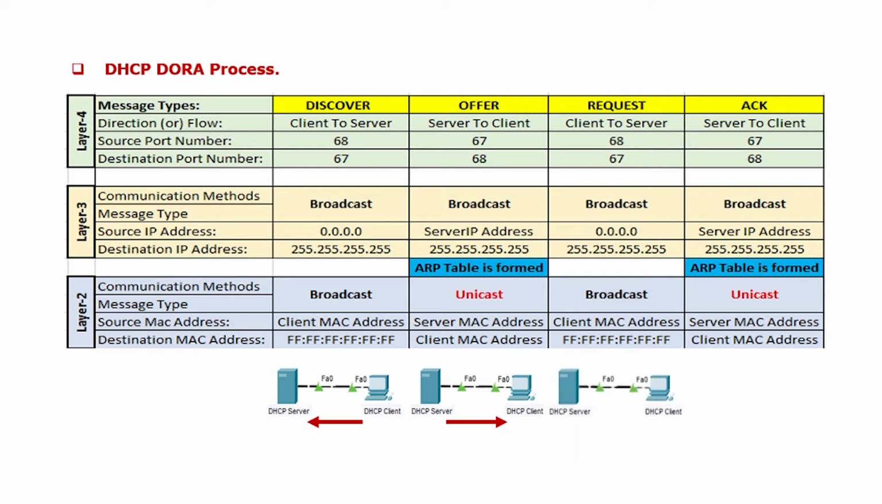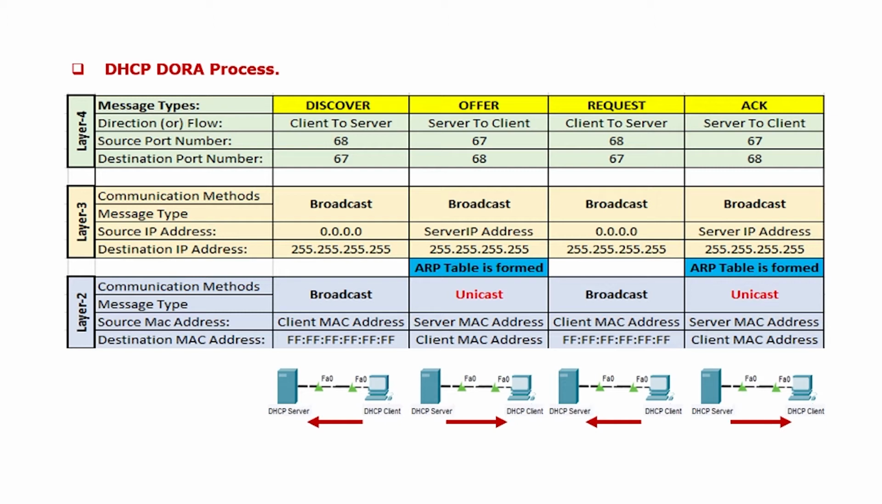Then the request. The request will be sent from the client to the DHCP server. This is the IP address I need. So the client adds its MAC address, and in layer 2 it will be a broadcast. In layer 3, it is also a broadcast, showing 0.0.0.0 and 4 times 255. And in layer 4, the port numbers will be: for the client, it's 68, and for the DHCP server, it is 67.